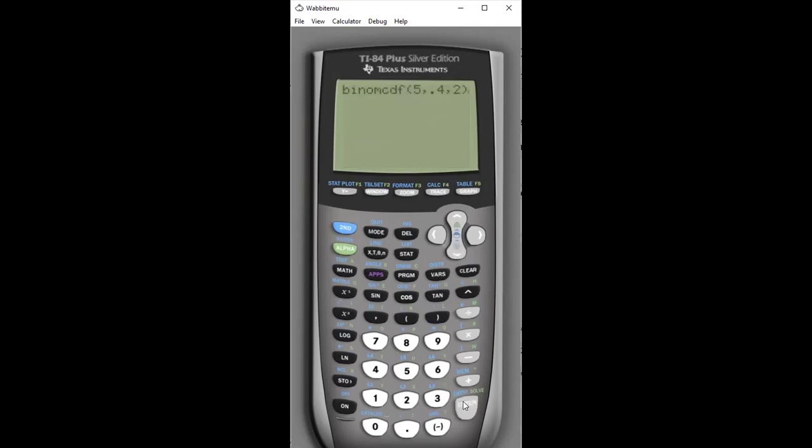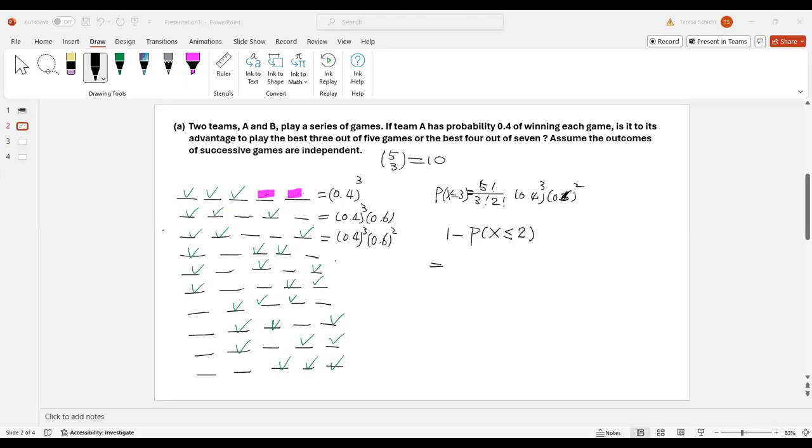Then in here, we get 0.68256. Now I have 1 minus the answer, so it will be 0.31744. So that is our probability, 0.31744. Now let's go back to my problem here. So we just calculated the probability, this will be 0.31744. So this is the 3 out of 5.